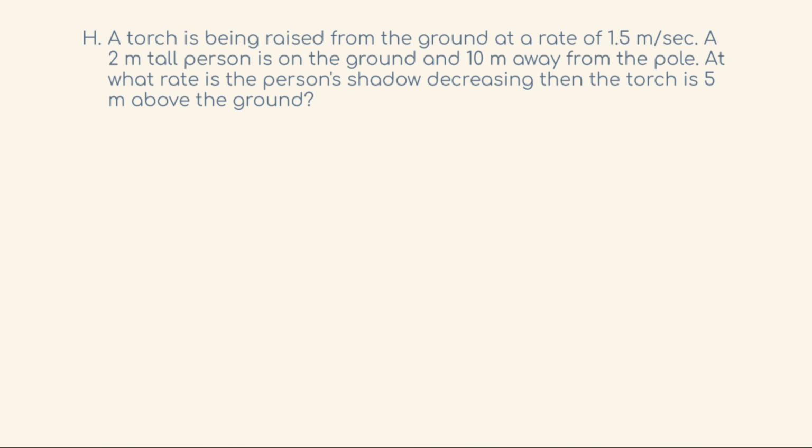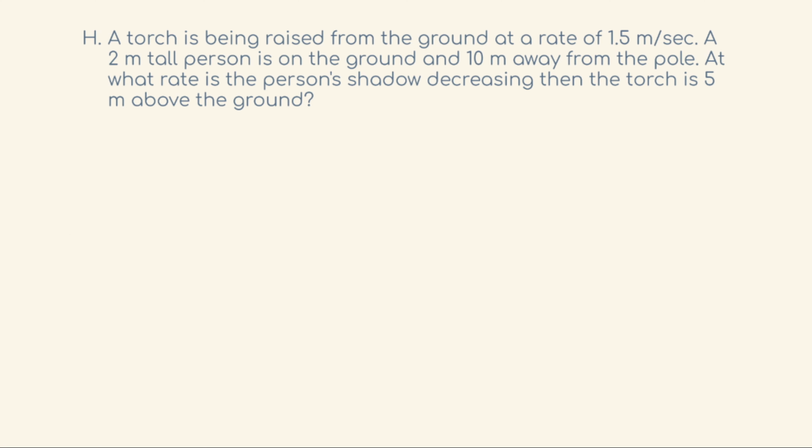All right, question H. A torch is being raised from the ground at a rate of 1.5 meters per second. A 2-meter tall person is on the ground and 10 meters away from the pole. At what rate is the person's shadow decreasing when the torch is 5 meters above the ground?